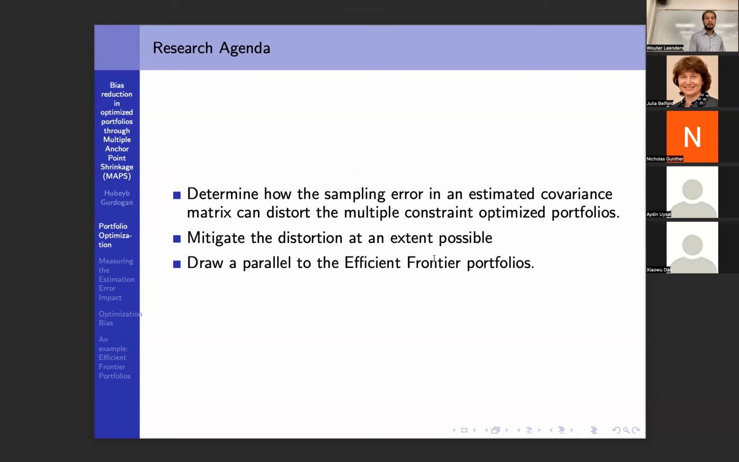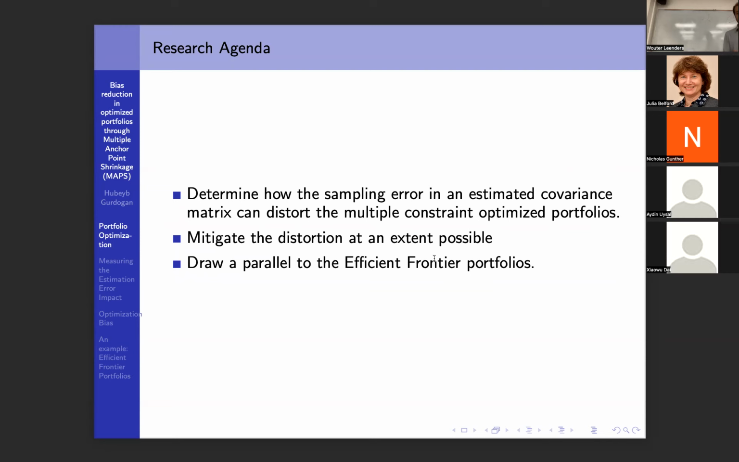Our research agenda is, first, to understand how the sampling error distorts the estimated covariance matrix and, as a result, distorts the optimized portfolio weights. We want to understand the dynamics and how it is happening. We would like to mitigate the distortion to the extent possible. At the end of the day, I would like to draw a parallel to efficient frontier portfolios.